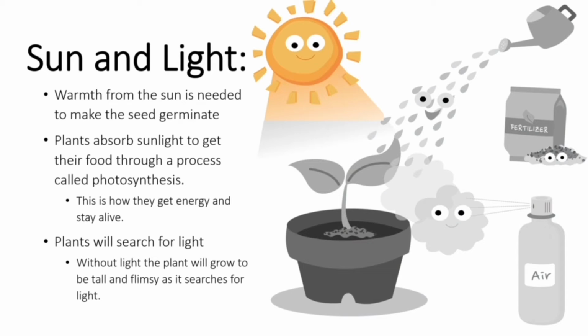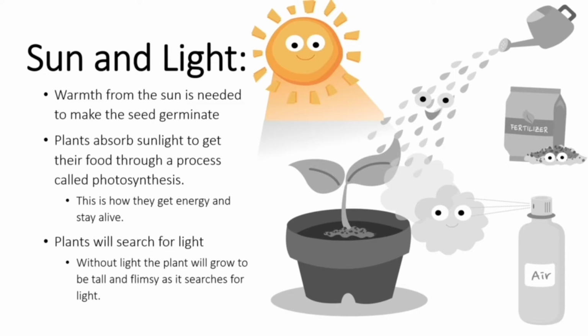The first thing a plant needs to survive is light. Without the warmth from the sun, a seed will not germinate. Germination is when the roots and the shoot begin to grow out from the seed. Plants also need the sun to get their energy, the same way us humans get our energy from food. Plants get energy by absorbing sunlight through their leaves. This process is called photosynthesis.